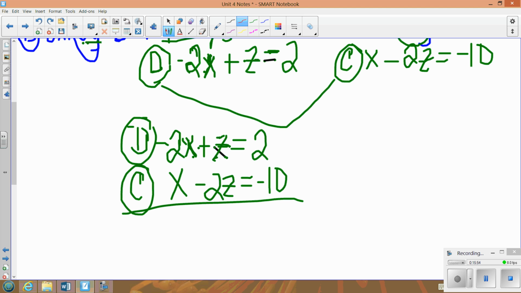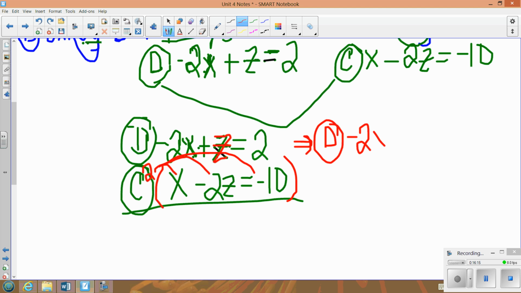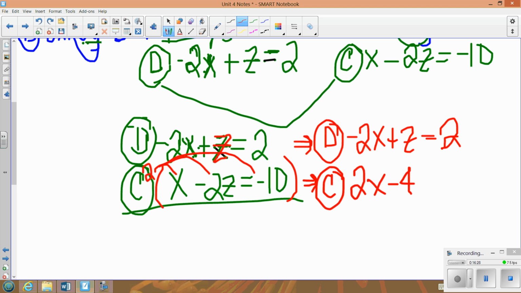So I need to eliminate one of the variables. So let me eliminate x this time. It doesn't really matter, but if I want to eliminate x, that means this bottom equation's got to get multiplied by 2, so that when I have negative 2 plus 2, they're going to cancel. So I'm going to multiply the bottom equation by 2, which just means I'm keeping the top equation as is. So the bottom equation, which is C this time because we didn't need to create an equation E, is 2x minus 4z equals negative 20.